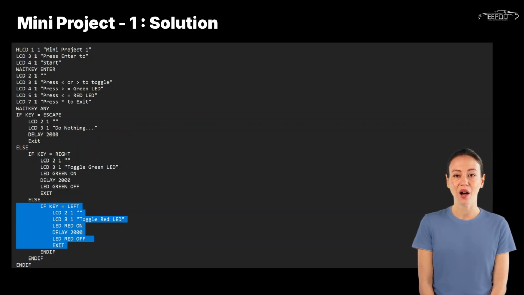Real-world tip. Always clear the screen before updating with the new instructions, otherwise old text will overlap. Give users a second or two to see what action was taken before exiting. If you need more responsiveness, you can adjust the delay to be shorter, but 2000 milliseconds, 2 seconds, is a good user-friendly value. That's it.